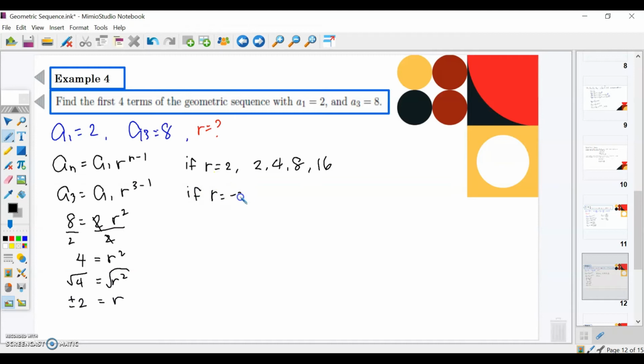If r is equal to negative 2, we will start again with 2. Multiplied by negative 2, we will have negative 4. Then, multiplied again by negative 2, we will have positive 8, which is the third term. And then 8 times negative 2 will give us negative 16. So, if we consider negative 2 as our common ratio for this geometric sequence, we will have this sequence. So, we have two answers for this question. Those are the sequences 2, 4, 8, 16, and 2, negative 4, 8, negative 16.